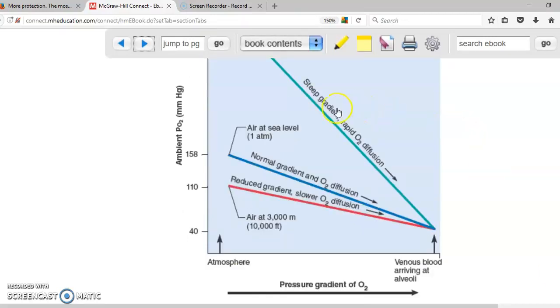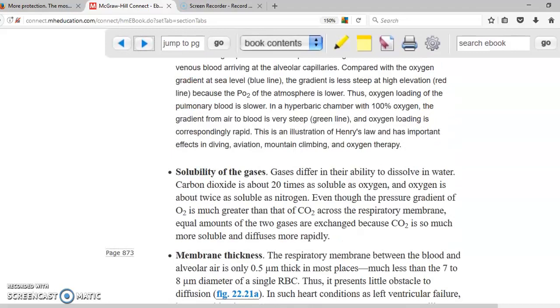Okay, so right here you can see this is normal. This one is at high altitude, for example, 3000 meters. At high altitudes, you have less air, therefore less oxygen, and there's a slower diffusion of oxygen. If we keep scrolling down, what else affects that? Solubility of the gases. Some gases are more soluble than others. For example, carbon dioxide is more soluble than oxygen, but there's more pressure of oxygen, so in the end the exchange is more or less the same.